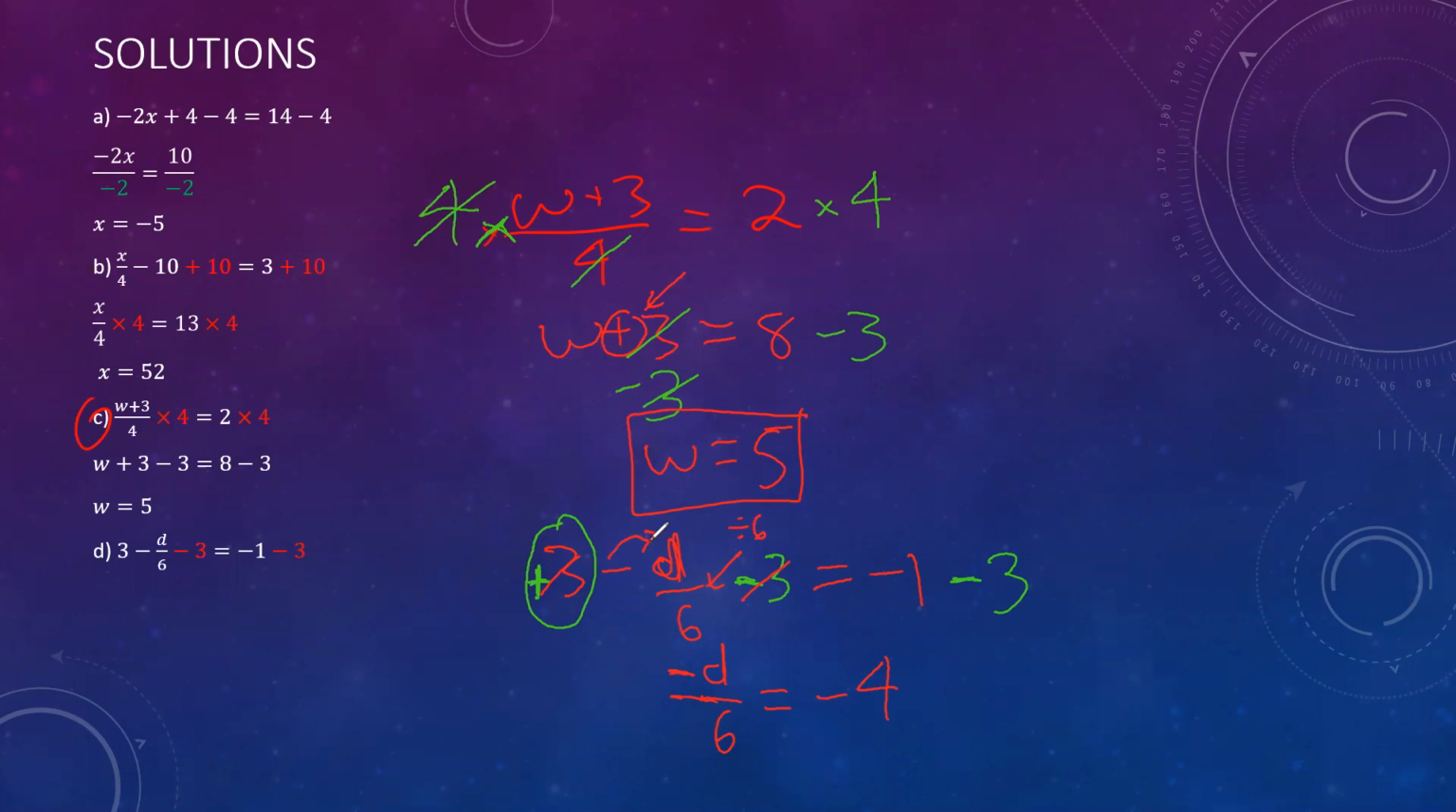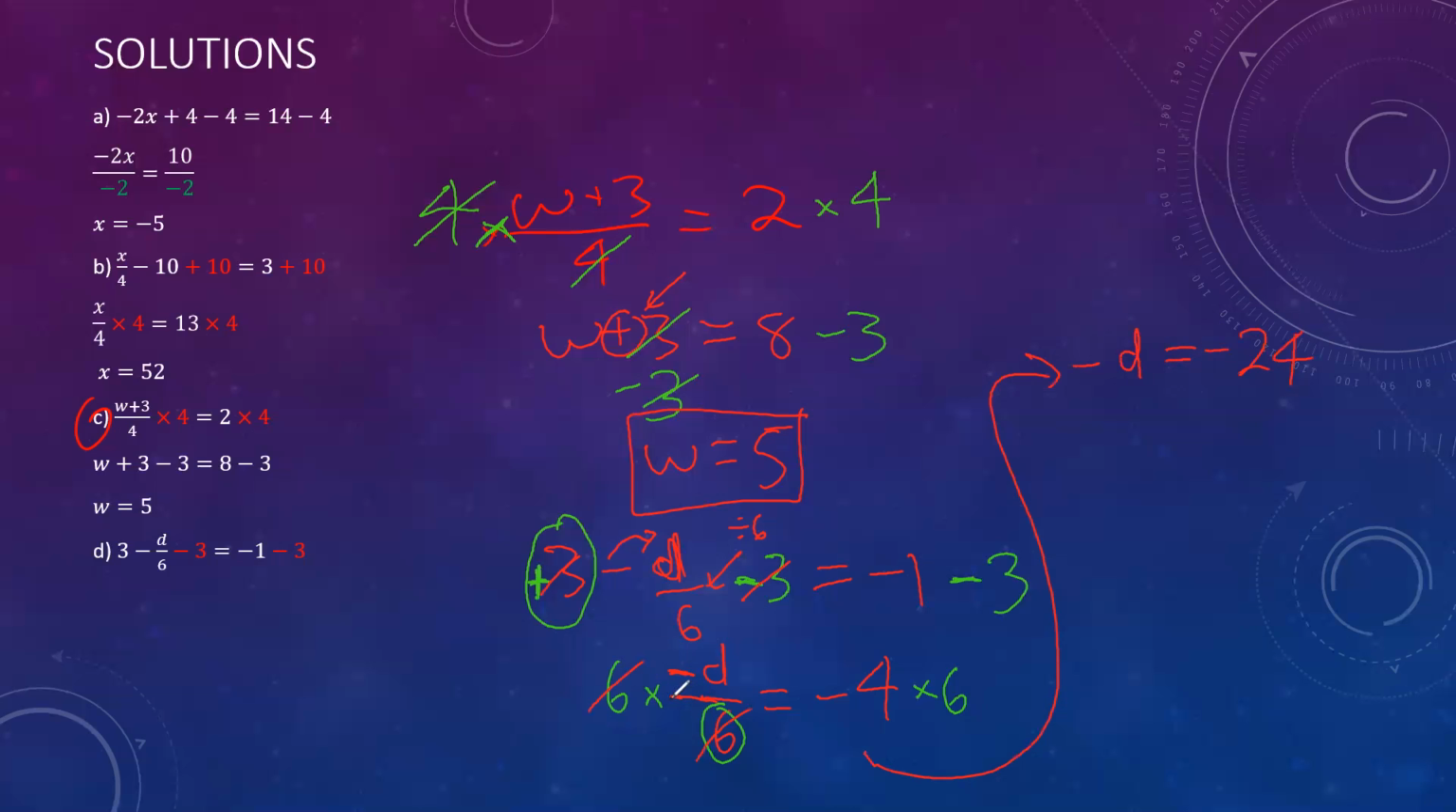So now I think to myself, all right, I have -d divided by 6 is equal to -4. What should I do next? Well, the next number I want to get rid of is 6. That's my next target. Right now I'm dividing by 6, so I have to think, what's the opposite of dividing by 6? The opposite of dividing by 6 is to multiply by 6. So I multiply by 6 on both sides. And when I multiply by 6 on both sides, I end up with -d is equal to -24.